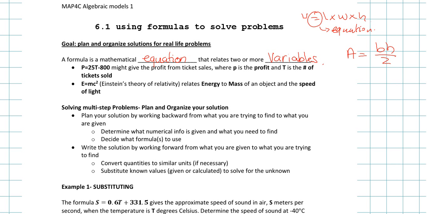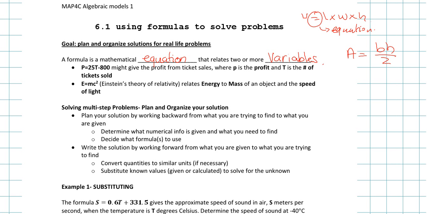Okay, so we have one of the equations here, for example, P equals 25T minus 800. This might give the profit from ticket sales, where P is the profit and T is the number of tickets sold. So I'm relating the profit to how many tickets I sell. There's a relation right there. Or Einstein's theory of relativity, where the energy is equal to mc squared. This is also called a formula, or an algebraic relation.